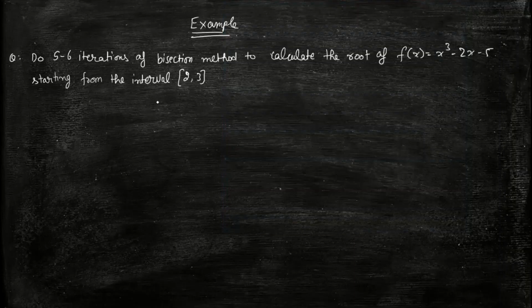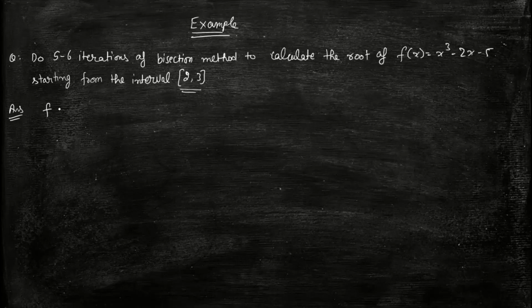So now let us do an example to apply what we have learned so far. Here, we have to do 5 to 6 iterations of the bisection method to calculate the root of a cubic equation, given by x cube minus 2x minus 5 in this example, and it is given that the root lies in the interval 2 and 3. So first we have to check whether this condition is correct or not.